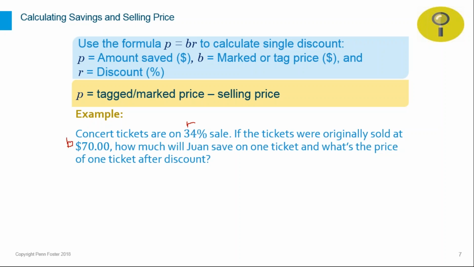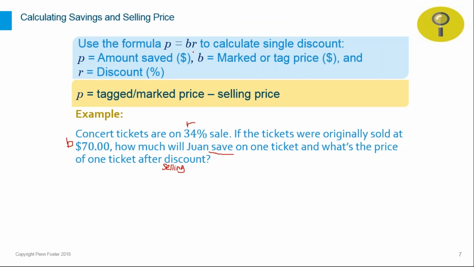How much will Juan save on one ticket? So the first question, what is the saving? How much she will save. And also they would like to know what is the price of one ticket after discount. So now we need the selling price. Now we can find the P. P is the amount of savings, the percentage, the amount of dollars that you will save on a 34% sale if the tickets originally were tagged at or priced at $70.